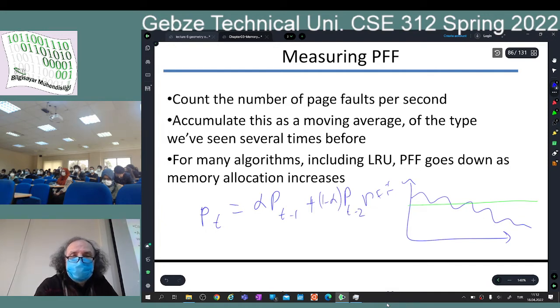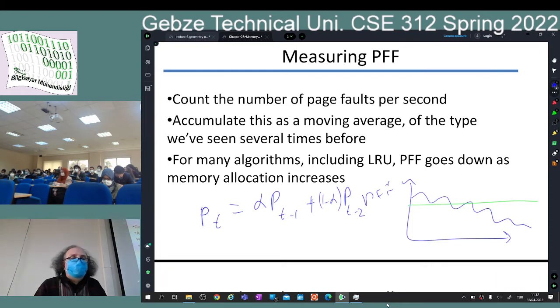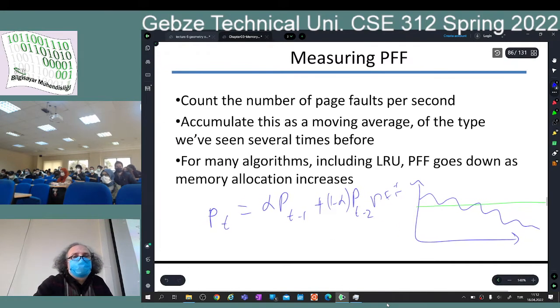p minus 2, okay, and alpha is going to be between 0 and 1, and of course alpha has to be in this case greater than 0.5. So I am giving more attention to the recent times, not the previous times. That's called the running average, right? That's called the running average, and that's how I measure the PFF.